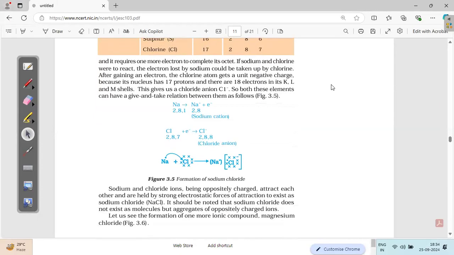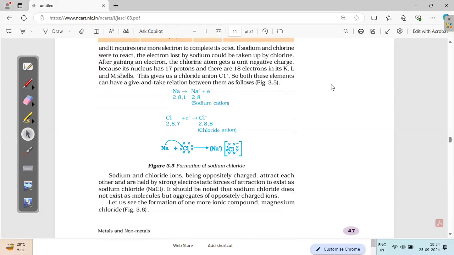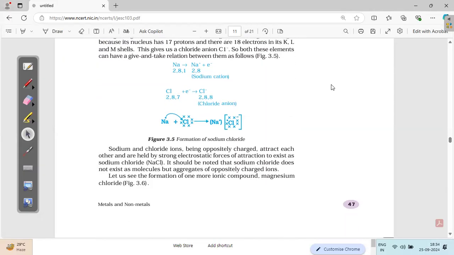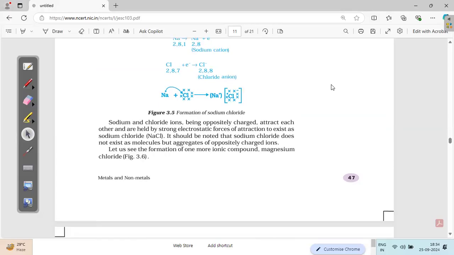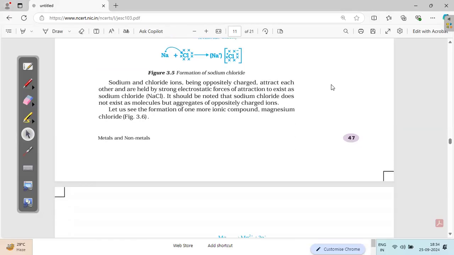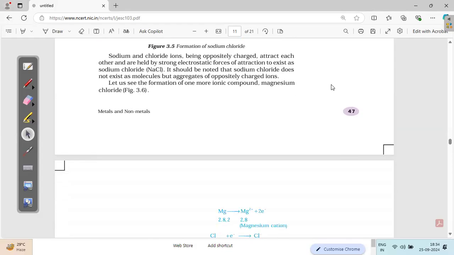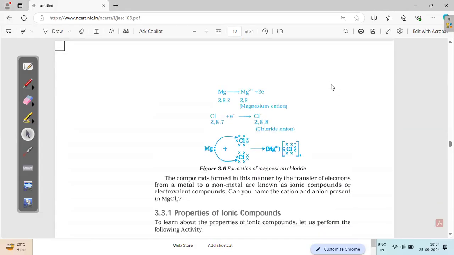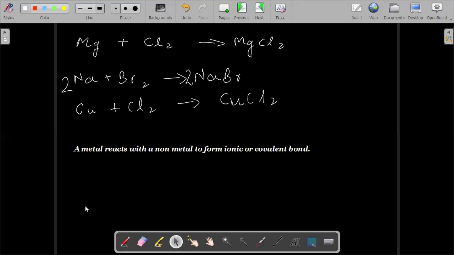So see, it is the transfer of electron. It has been shown as a transfer of electron. And the symbols which have been used here are called electron dot symbols. So here, electron dot structure has been used to represent the bond formation. In the same way, here also it has been shown. Let's try to represent them as electron dot structures.